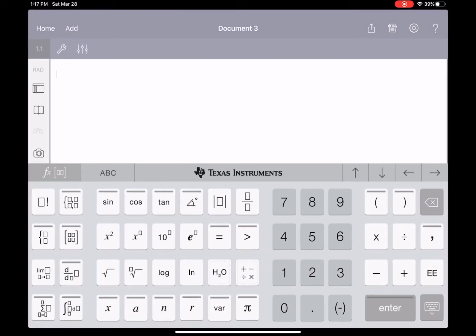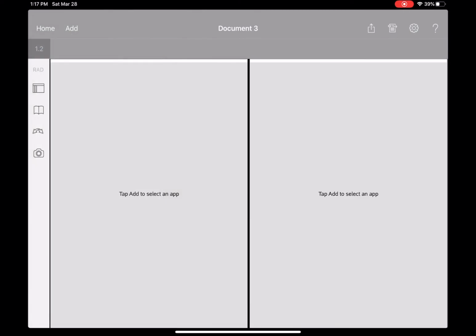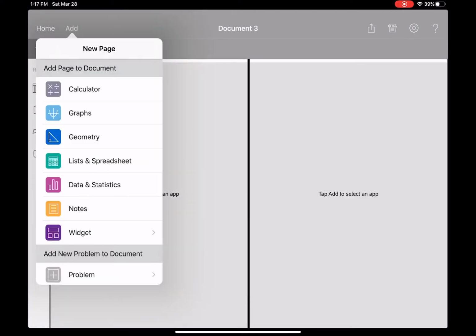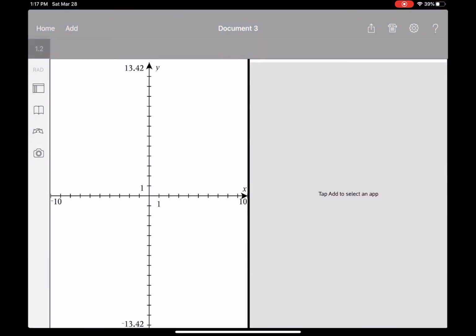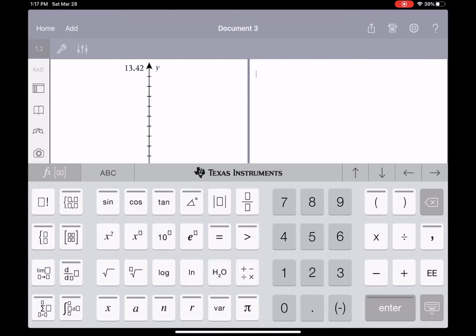I just discovered something about this, so I'm going to do a little widget here. I'm going to do a sideways, side by side. Over here on this side, I'll do the graph screen, so I'll add a graph. Over here on this side, I will add a calculator. So now I have them side by side here.